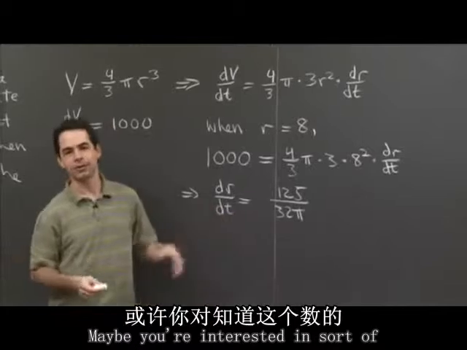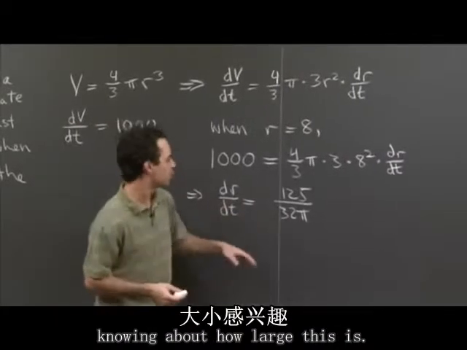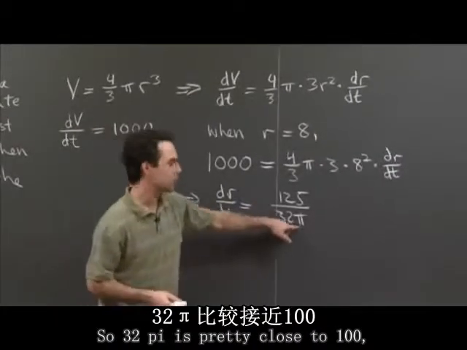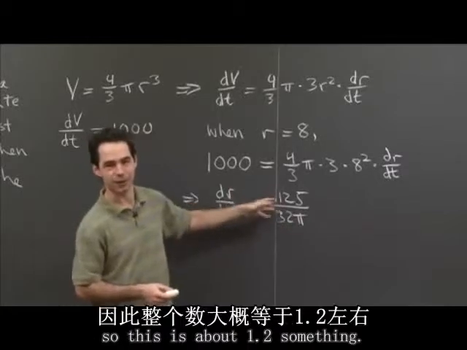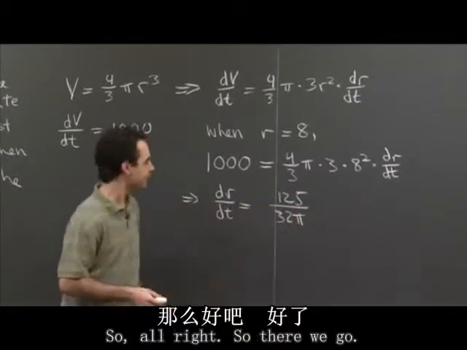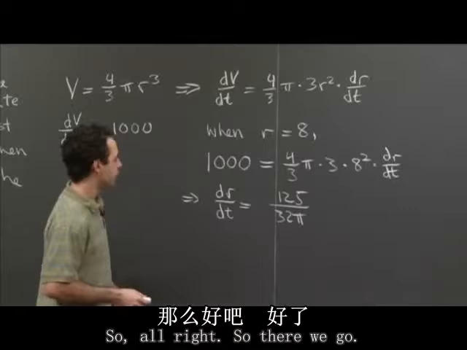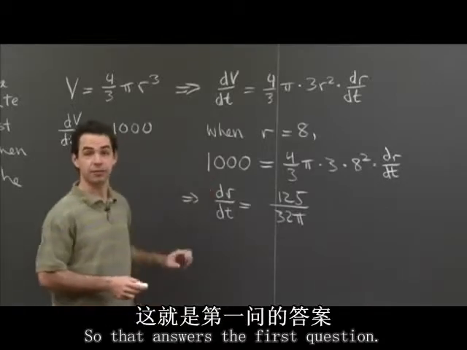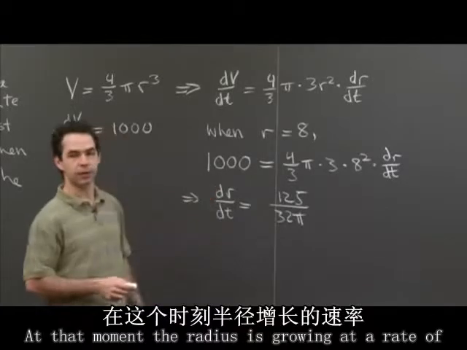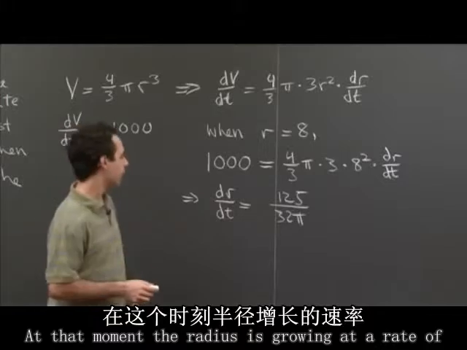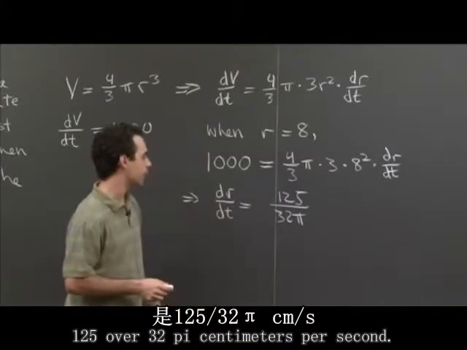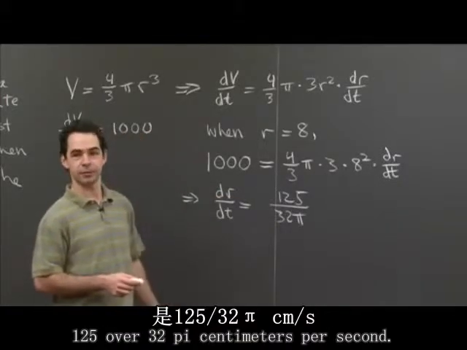Maybe you're interested in knowing about how large this is. 32 pi is pretty close to 100, so this is about 1.2 something. So there we go, that answers the first question. At that moment, the radius is growing at a rate of 125/32 pi centimeters per second.